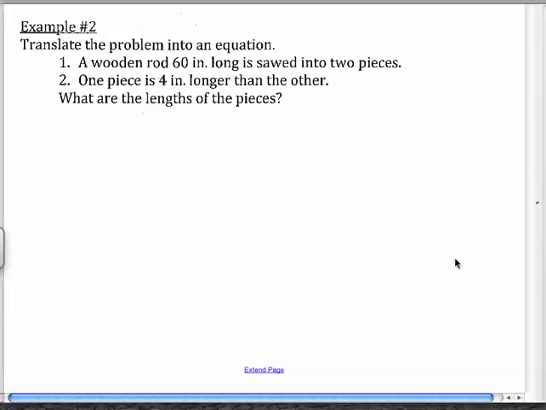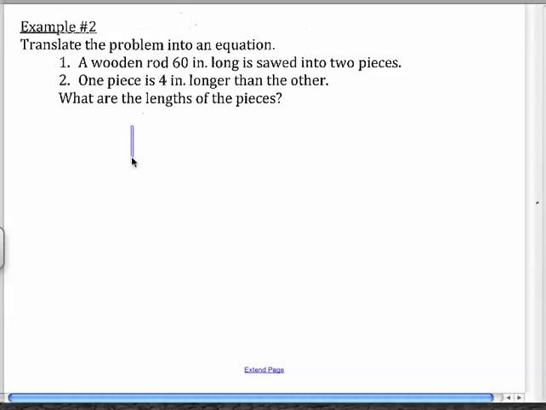Okay, guys, example number 2 here says translate the problem into an equation. Number 1 says a wooden rod 60 inches long is sawed into 2 pieces. Now, how could I write that in an equation? David, what you got back there?